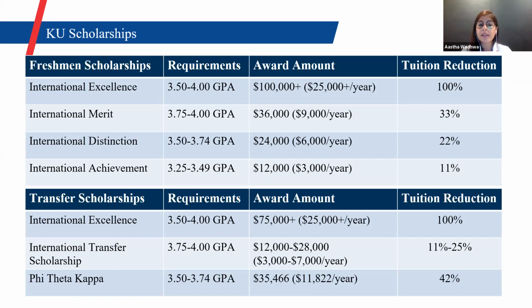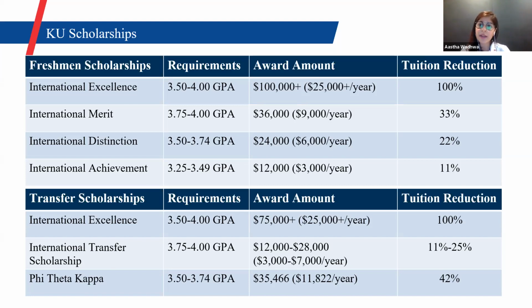Then comes our international merit scholarship, which is 9,000 US dollar. You meet the GPA requirement, then you get it automatically. Now, moving forward to our International Excellence Award, which is like a full tuition fee waiver scholarship in which you just have to take care of your living expense.